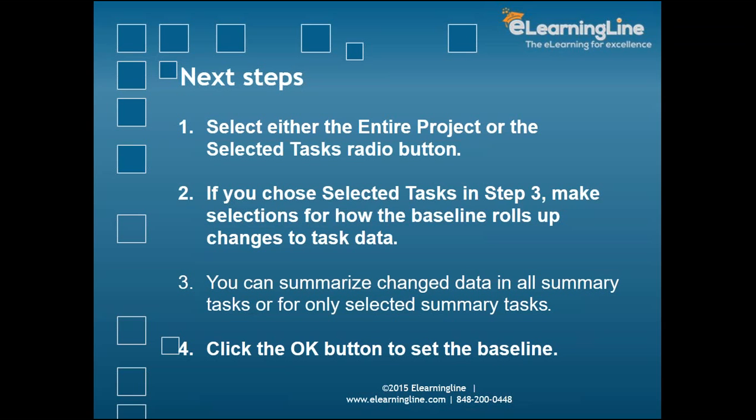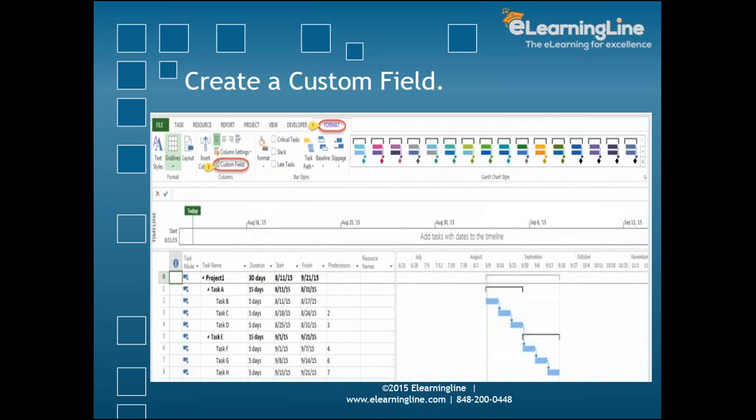You can summarize change data in all summary tasks or only selected summary tasks. So it is saying that if you are not using the entire project, then you can just go by the node and it will sum up the summary. If you're doing it for the overall project, then your baseline will reflect on the entire project for line 1, where you have the start and end date, because that is the baseline date. Click OK and then you just move on. Now your project is baselined.